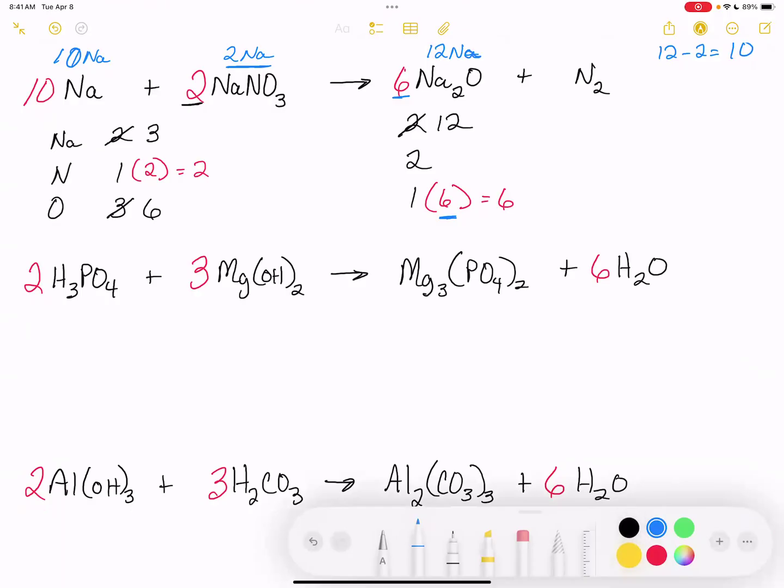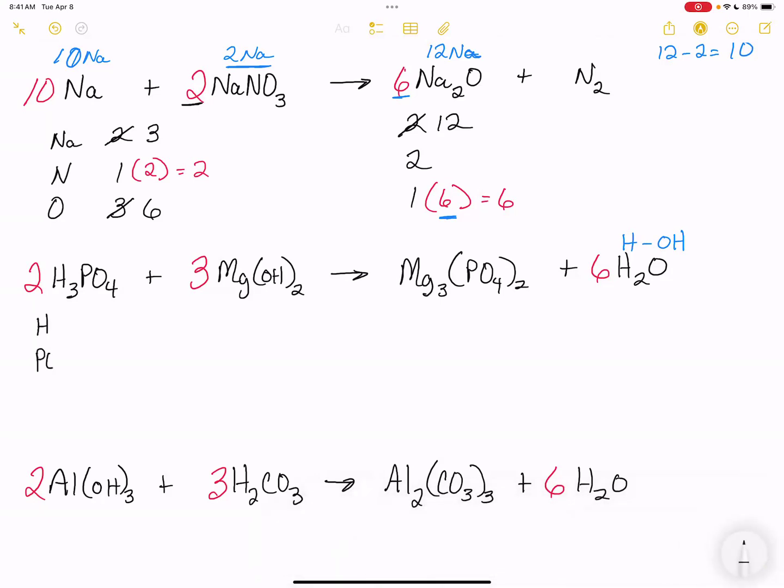The next one, the secret to it was remembering that you can think of water as HOH. And when you think of water as HOH, you would see that you have hydrogen, phosphate, magnesium, and hydroxide on both sides of the equation. On the reactant side, I had 3 hydrogens, 1 phosphate, 1 magnesium, and 2 hydroxides. On the product side, I had 3 magnesium, 2 phosphate, 1 hydrogen, and 1 hydroxide.